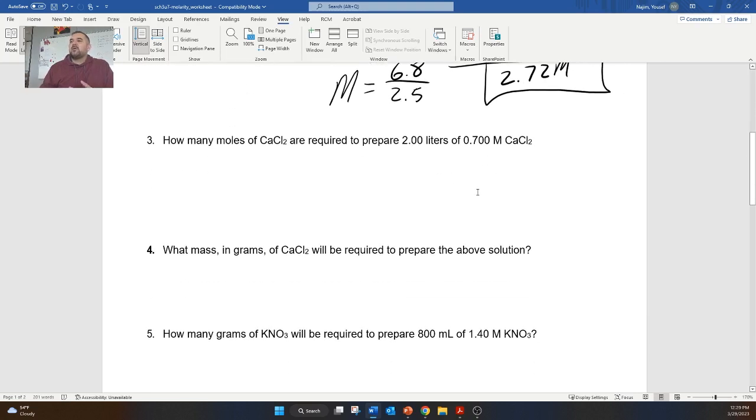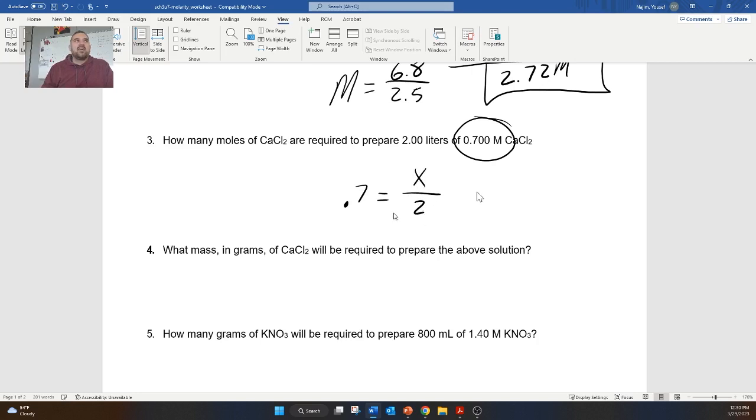All right, next one. How many moles of calcium chloride are required to prepare a 2 liter 0.7 molar solution? So here they give us the molarity. So where does that go? A, B, or C? That's going to be our A. So 0.7 goes over here. It's going to be equal to 2 liters. Where does that go? 2 liters goes down here.